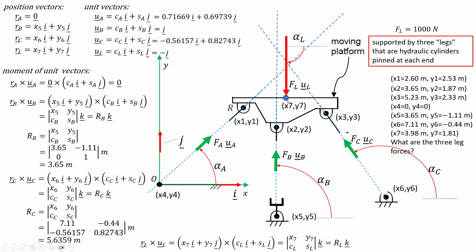And then the last one is my RL cross UL. So I've got my x7, y7 crossed into CL, SL. And then for the simple example, I've got the -1 for SL, and I'm going to end up with the minus 3.98 meters. That's minus x7. So there's a bit of a simplification here, but RL is equal to minus x7 in this example. And then on my RA, I've just gone ahead and labeled that as 0.